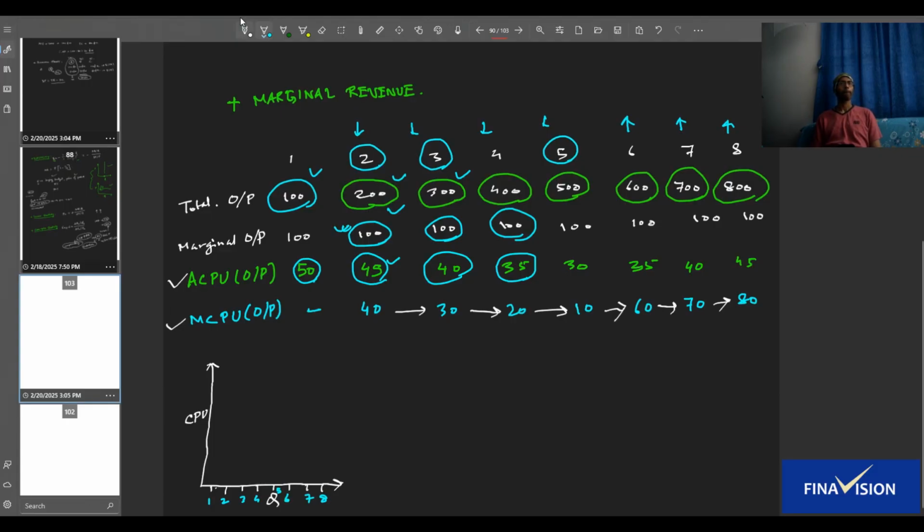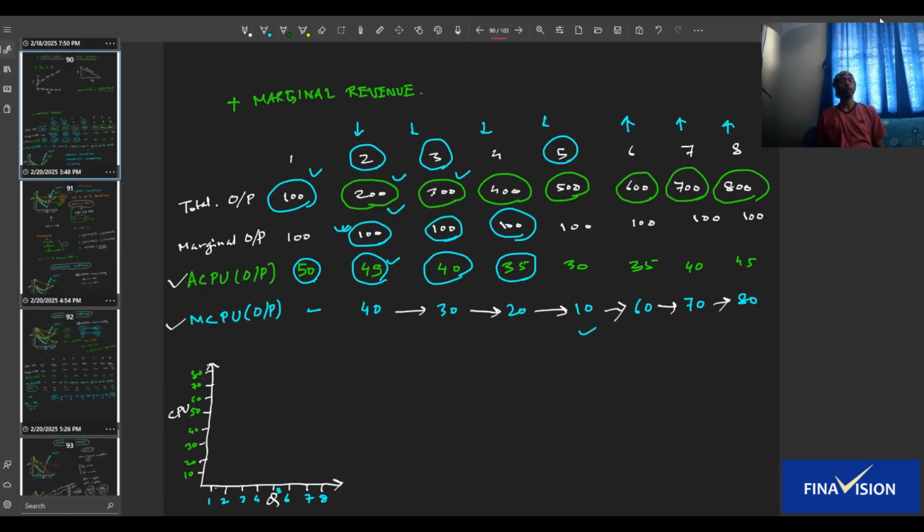Now, let me also calibrate the cost line. 10, 20, 30, 40, 50, 60, 70, 80. Let me write down the figures here. So 10, 20, 30, 40, 50, 60, 70, 80. These are the costs on the vertical axis. 100, 200, 300, 400, 500, 600, 700, 800. These are the outputs on the horizontal axis. Now we will just do the plotting.